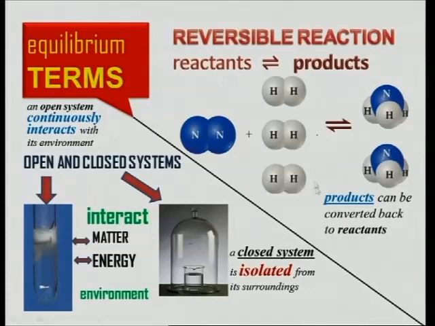How do I put it in words? The products, ammonia, can be converted back into reactants. So that means a reversible reaction is the normal one I know, but in the reversible one, the products, ammonia, can also be converted back to the reactants. Right. Do you think you have those two definitions?